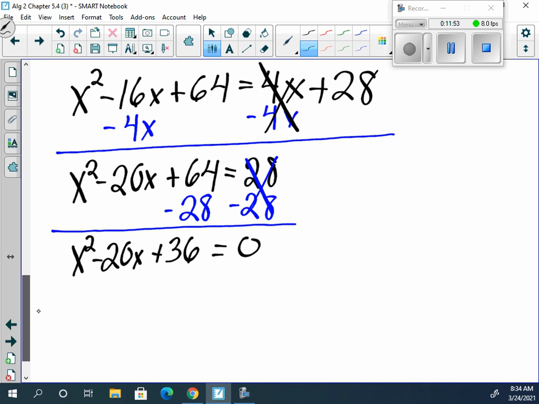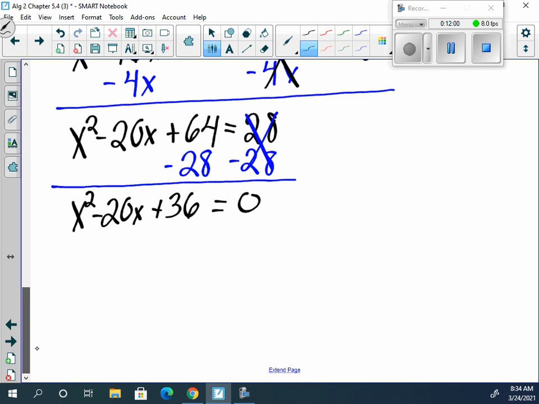Any questions on how we got here? And it's taken a bit to get here. Now this is factorable. And we would have x minus and x minus for this here. Because the third term is positive, the signs are the same and they match the sign of the middle term, which is negative.